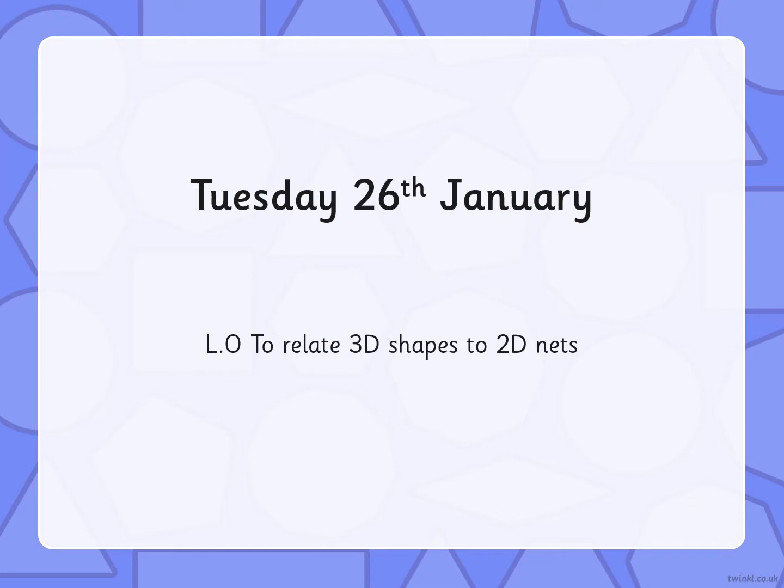The learning objective for today is to relate 3D shapes to 2D nets. So when we think of the 3D shapes, that stands for three-dimensional. It's something that you can pick up and it is not flat. 2D shape, meaning two-dimensional, meaning that it is a flat shape. Okay, so today we're going to be looking at those two things.